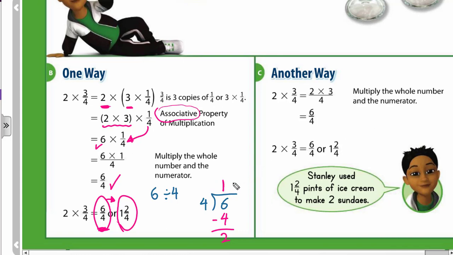So what is the whole number? The whole number is the quotient. Yes, this is the whole. The quotient is the whole, and the remainder is the numerator. The denominator, keep it. Thank you, Abdurrahman.